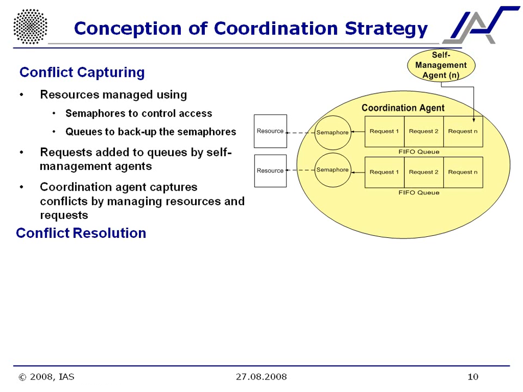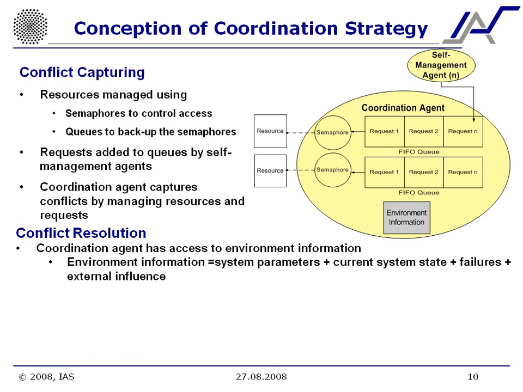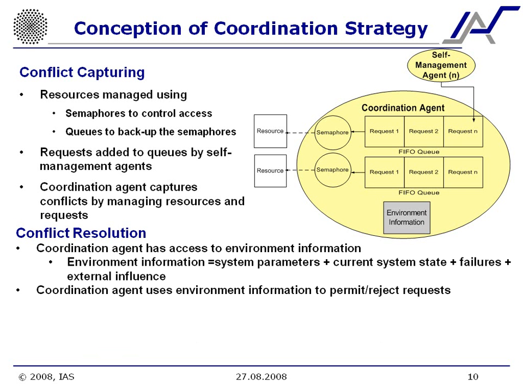In order to resolve the conflict, we need some kind of information. This information is the environment information, and our coordination agent has access to this information. The environment information consists mainly of the system parameters, the current system state, the failures, and the external influence. So now we have the environment information. Then the coordination agent would use this information to resolve conflicts by permitting and rejecting requests.